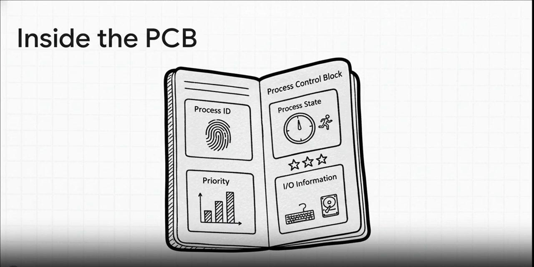And it doesn't stop there. It also knows its priority level, all its memory info, and any I/O devices it's talking to, like your keyboard or the disk drive. The PCB is, without a doubt, the single source of truth for every single process.